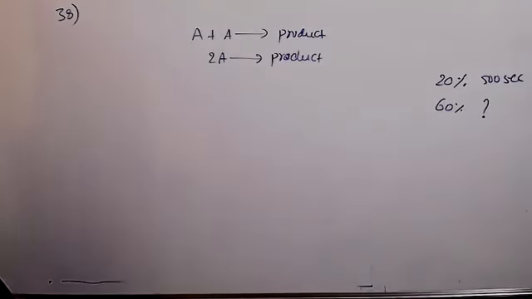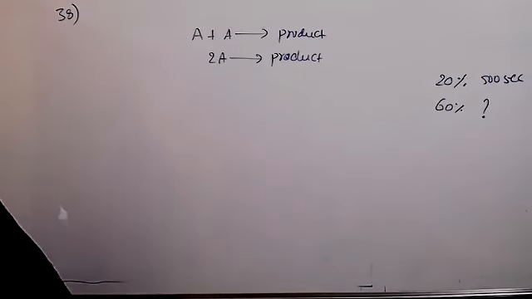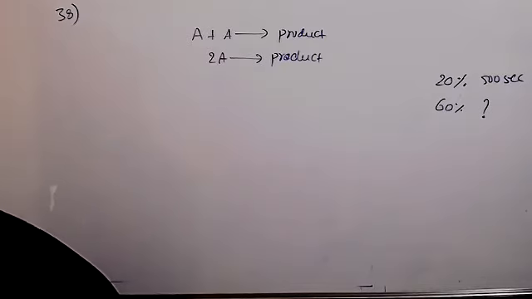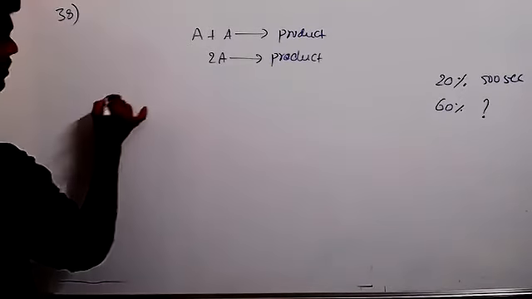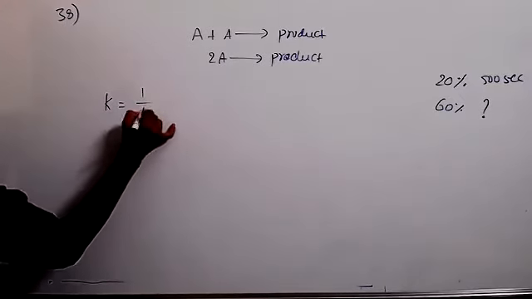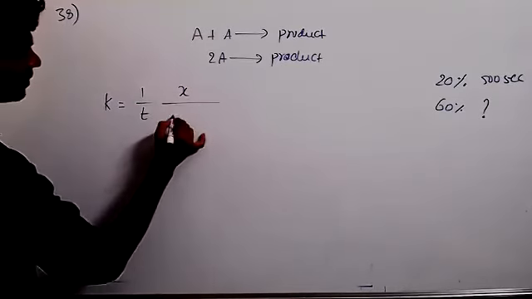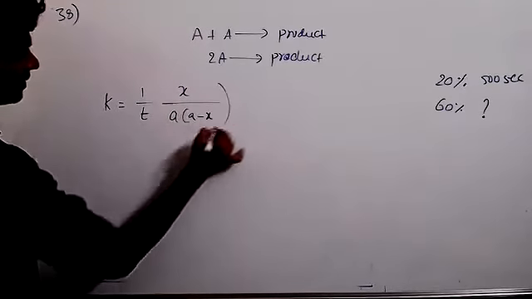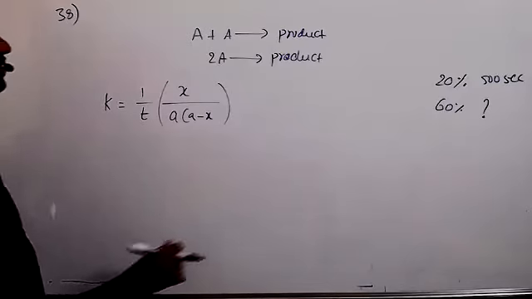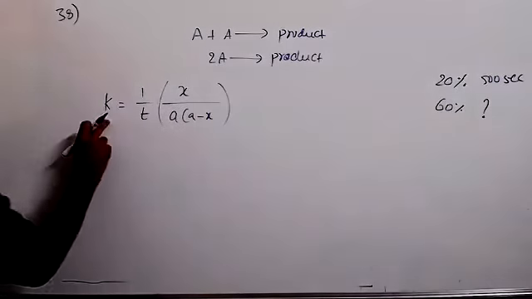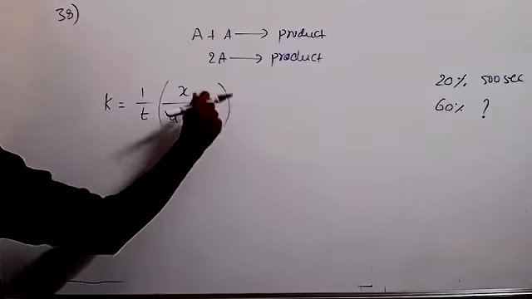What is the second order reaction rate? Kinetics. K is equal to 1 by T into x by A into A minus x. Here we have to substitute for the first 20%, then we can get the K value. That K value we are substituting for 60%.